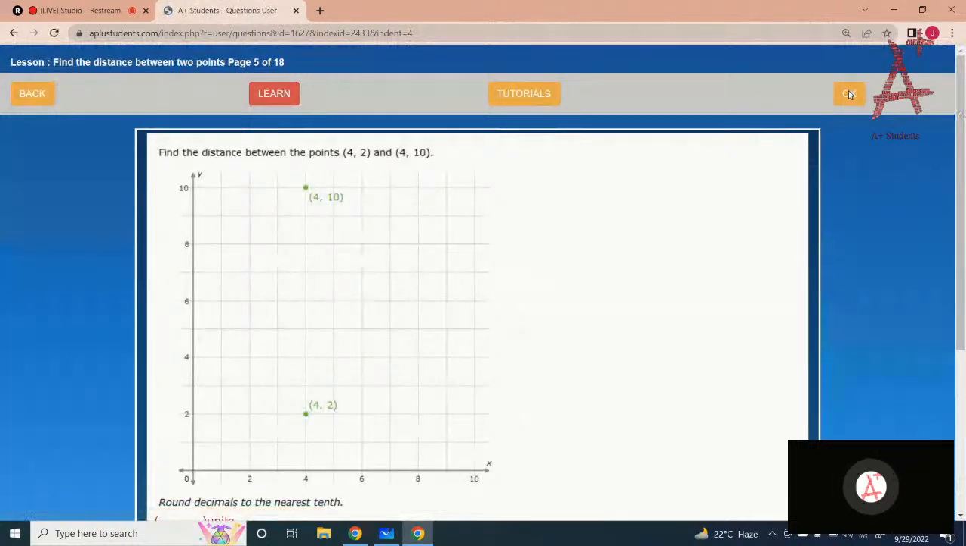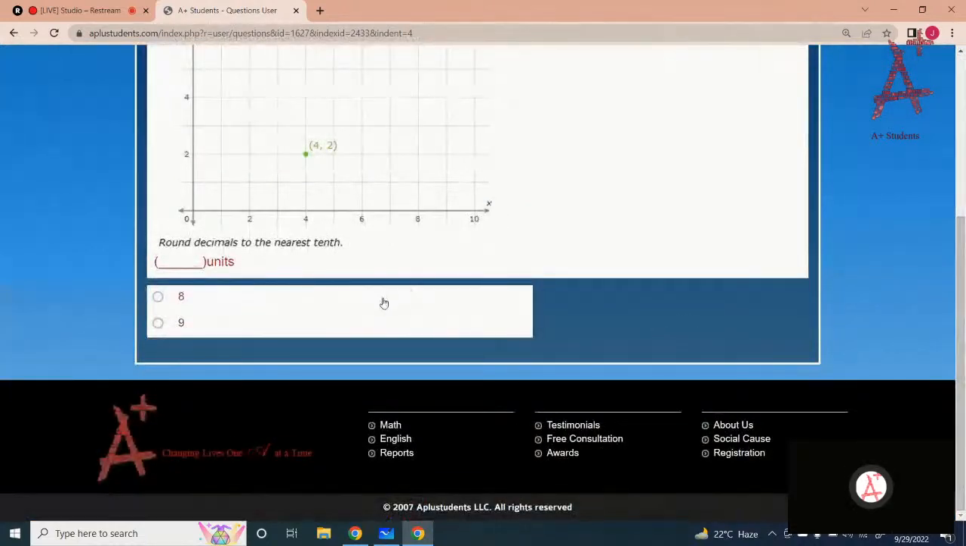Okay, now the next one is find the distance between the points (4, 2) and (4, 10). They have the same x component, that means they form a vertical line. So just subtract their y components. 10 subtract 2 is 8. Very good. The answer for this question is 8. So select the correct option and move on to the next question.